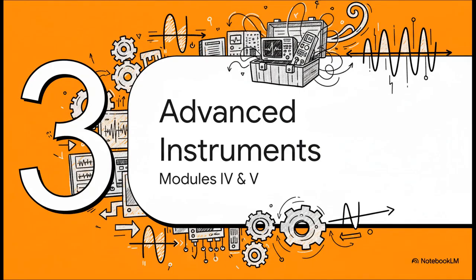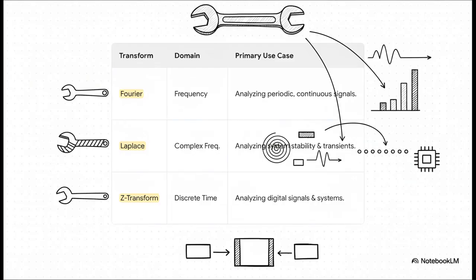Okay, so now that we have the fundamentals down, we get to open the next tray in our toolkit. These are the advanced instruments from modules 4 and 5, the specialized tools for the really complex jobs. So this slide lays out our new specialized tools. Look, the Fourier transform is fantastic, but sometimes you need a different wrench for a different kind of job. That's what Module 4 gives us, the Laplace and the Z-transforms.